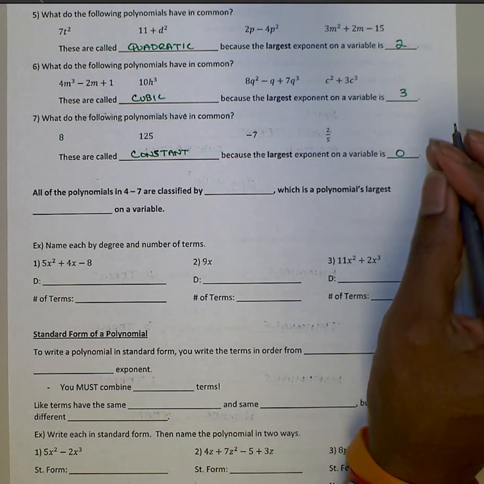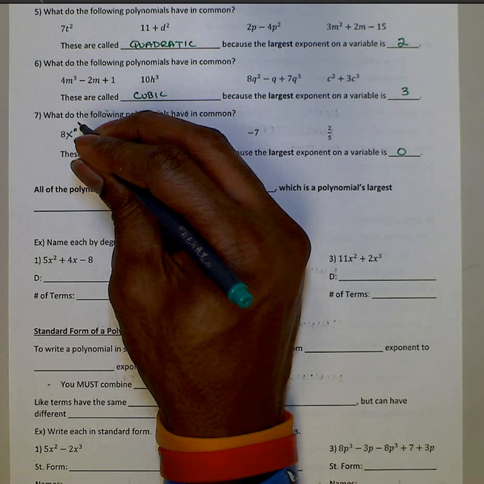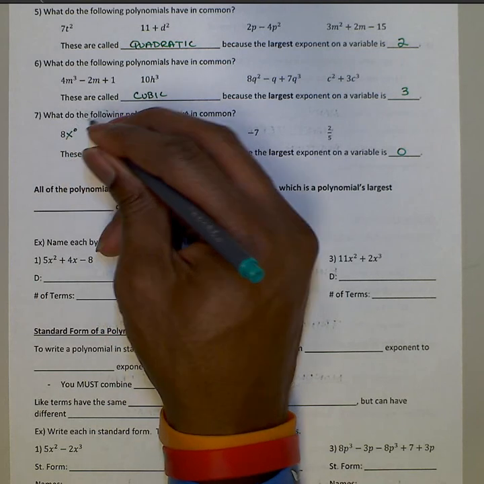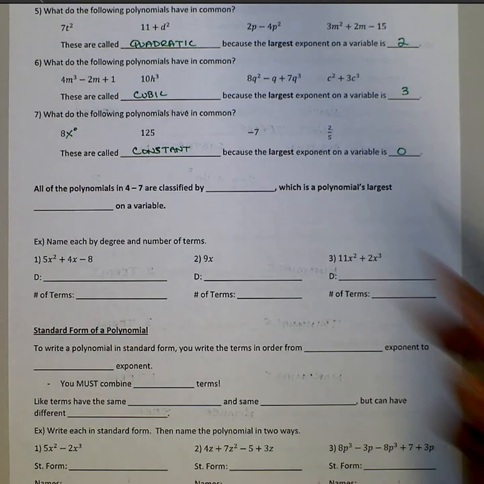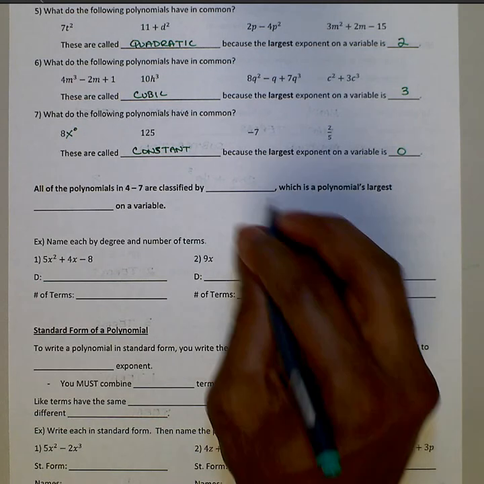If you remember from last chapter, we did something like x to the 0. Well, that would just be 1. So 8 times 1 would be 8. So we wouldn't really need to write that. Okay? So all these polynomials in 4 through 7 are classified by degree.